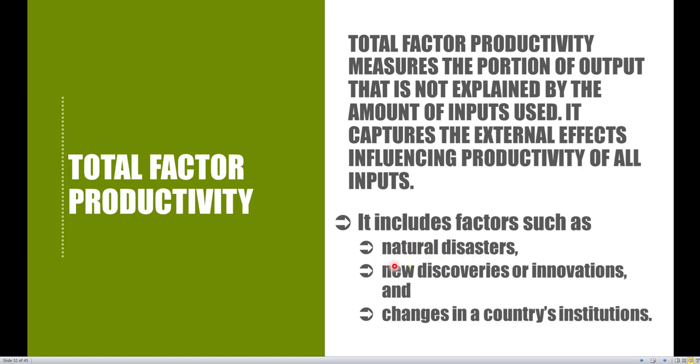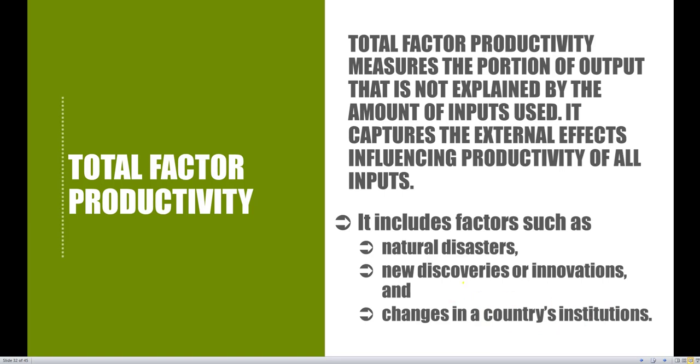It includes factors such as natural disasters, which are obviously going to be a negative shock to our technology or total factor productivity. So hurricanes, earthquakes, volcanoes, global warming, basically just the destruction of Earth, will be seen as a negative shock to total factor productivity. New discoveries and innovations, as we've already noticed, such as the assembly line, computers, robots, and automation, are going to be a positive shock to total factor productivity. And changes to a country's institutions could be either positive or negative. If a country becomes more democratic, that'll be a positive shock. And if a country becomes more dictatorial or authoritarian, then that's going to be a negative shock.